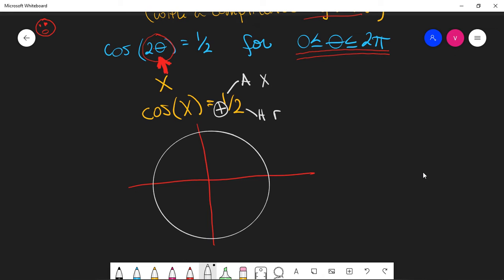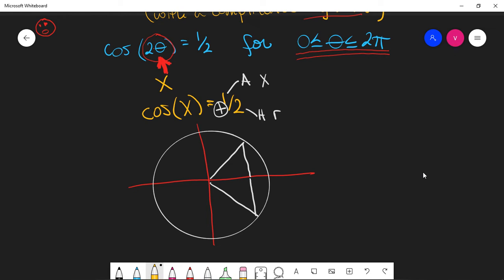Okay, so where is the cosine positive? The cosine is positive in quadrant 1. Everything is positive there. And it's also positive in quadrant 4. You have to know this. You have to know all these little details, okay? Cosines are like x's. So x's are positive in quadrants 1 and 4.